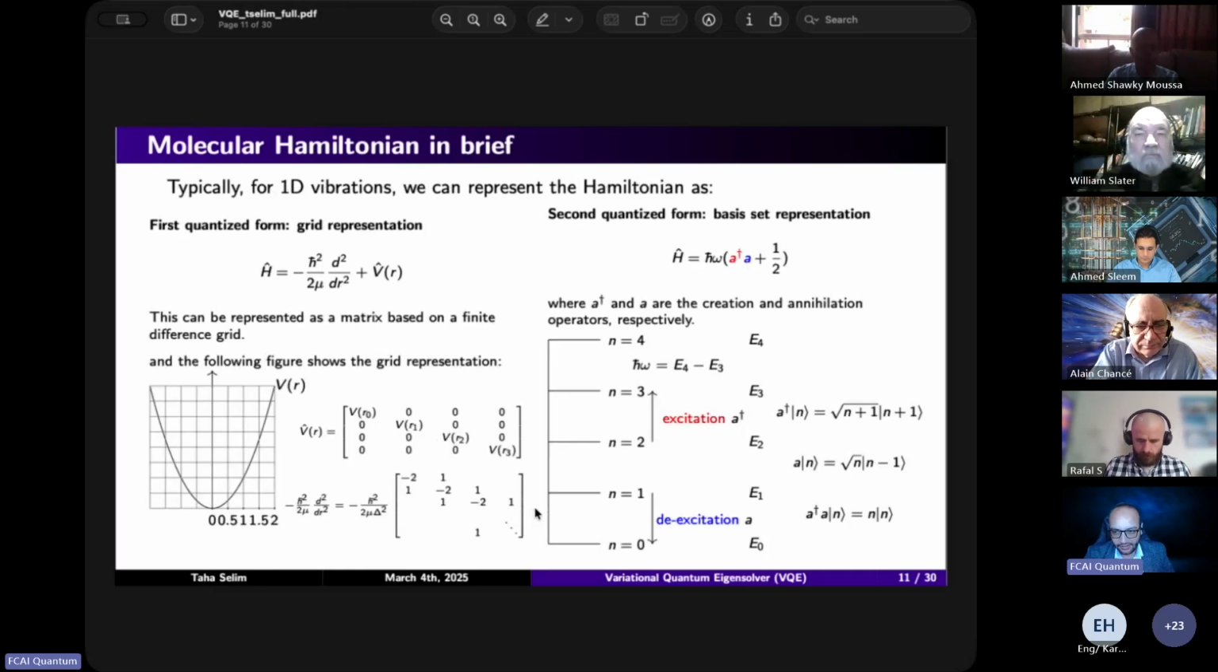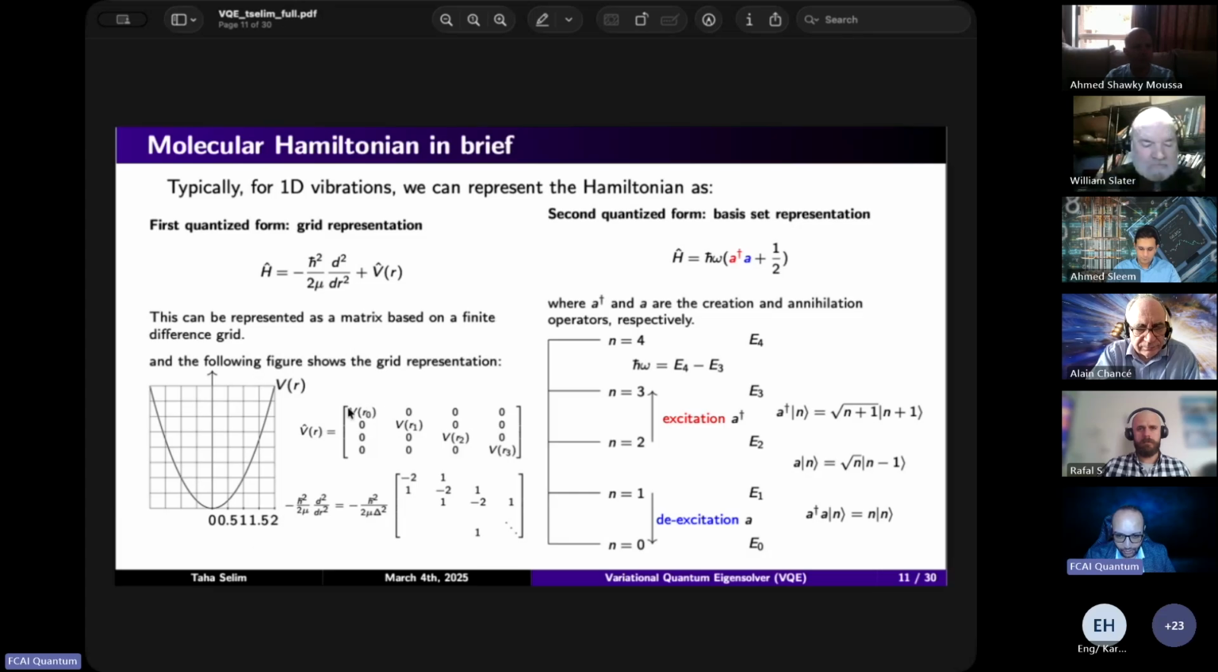How do we get the spectra from that? We can go with two versions. The first one, we can use what we call the first quantization form. It means that we represent the Hamiltonian on a grid. So we have the kinetic energy and we have the potential. The potential, we know it. We can compute the potential on a grid. We know the R_e and also the different R's. So we vary the bond lengths and we get the interaction energy at each bond length. And then we have our curve.